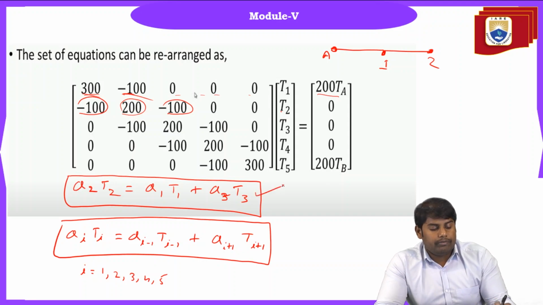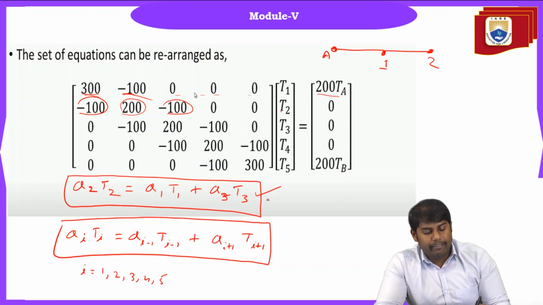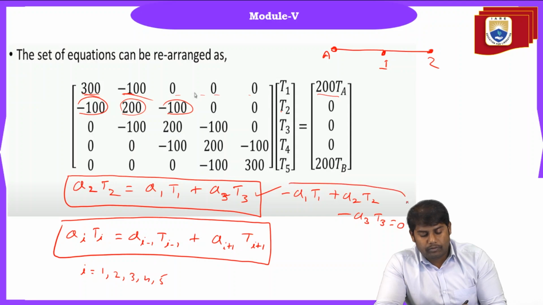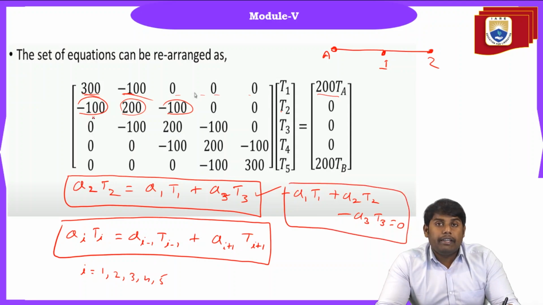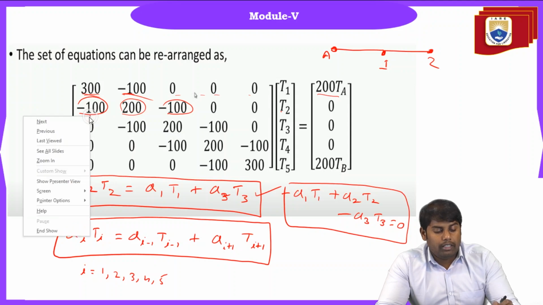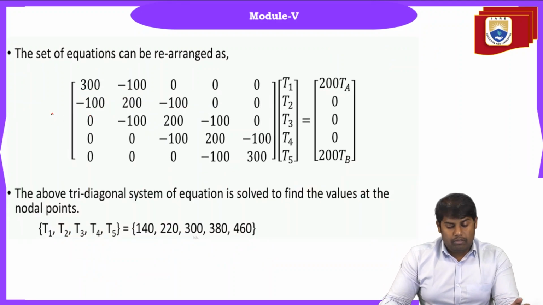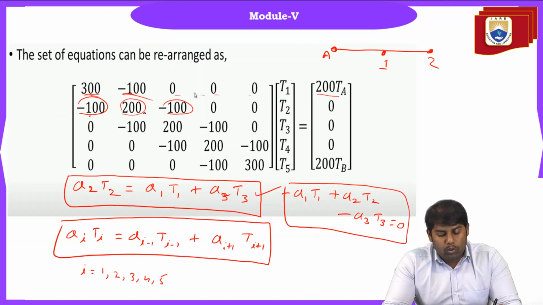So which you can see this one. So what is this equation? This equation which we are writing in terms of matrix term. So how? So that will be like minus A1 T1 plus A2 T2 minus A3 T3 is equal to 0. So here what is A1? 100 minus 100. What is A2? A2 is nothing but it is 200. And what is A3? 100 actually. Okay, this is for second equation.